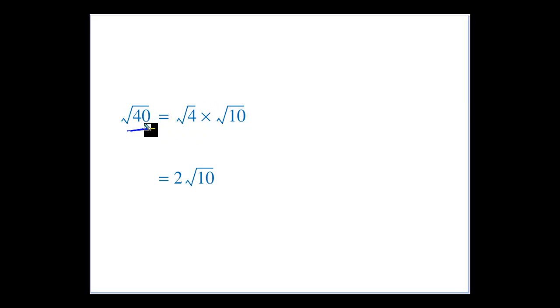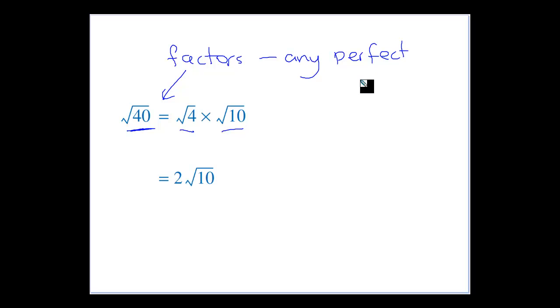If we look at the square root of 40, we can say that'd be the square root of 4 times the square root of 10. Now, why have I picked the square root of 4 and the square root of 10? Well, really because I'm looking at 40 and I'm looking for factors that are perfect squares. So you want the factors of 40, and are there any perfect squares? If there are, we can start to simplify it, because they can come down to a simpler form.